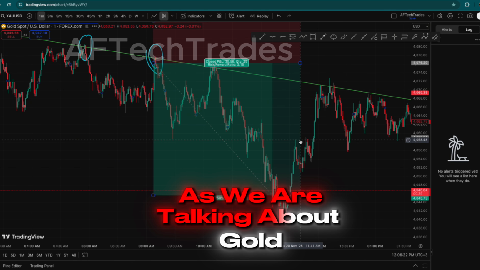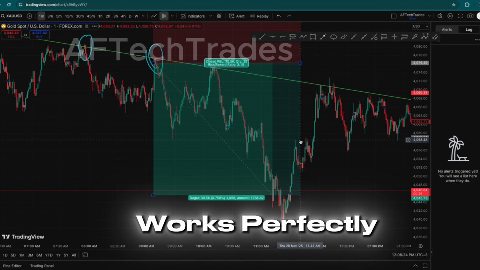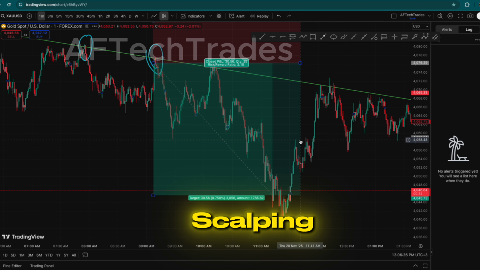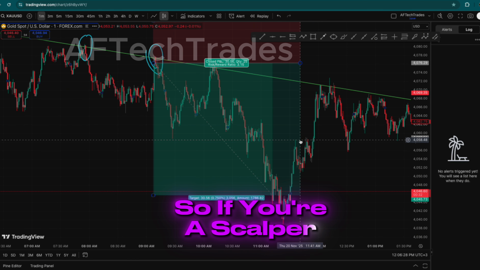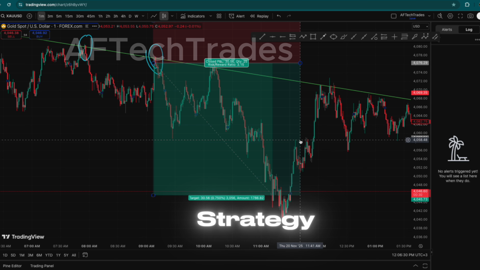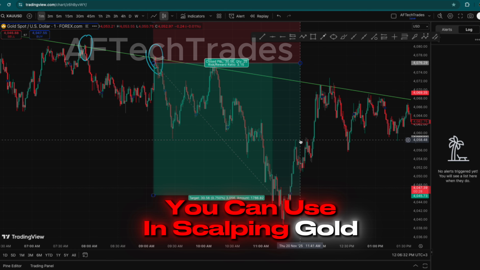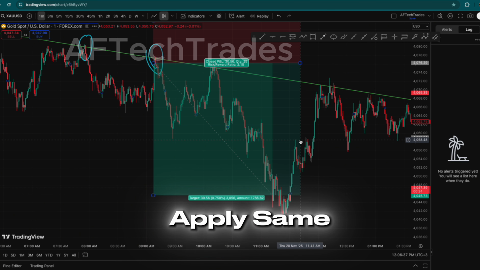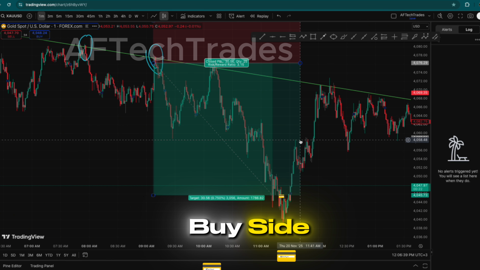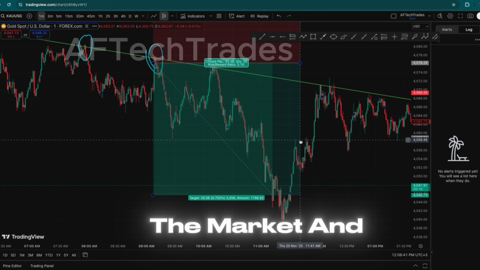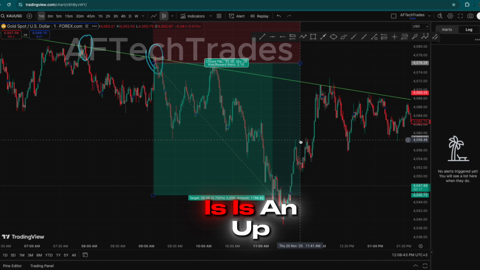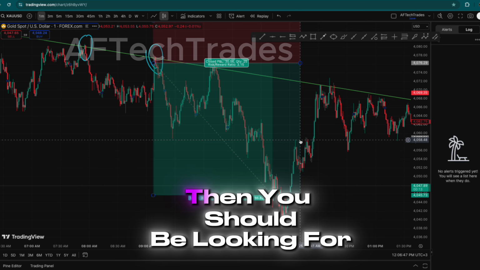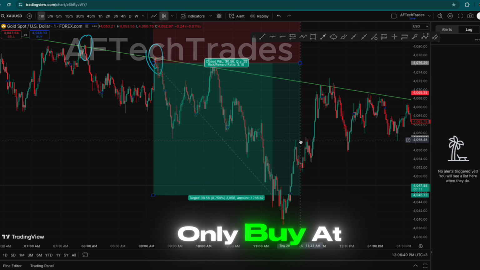As we're talking about gold right now, this strategy works perfectly on gold scalping. So if you're a scalper, this is one of the best strategies you can use in scalping gold. I hope you get it. So you apply the same on the buy side. If you check the market and you see that the market is in an uptrend on the 5 or 15 minute time frame, then you should be looking for only buys.